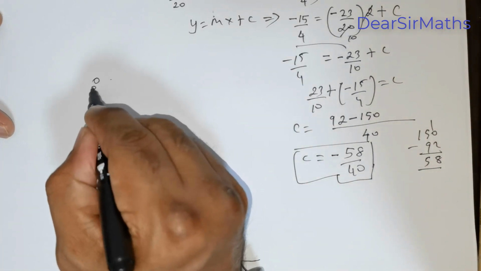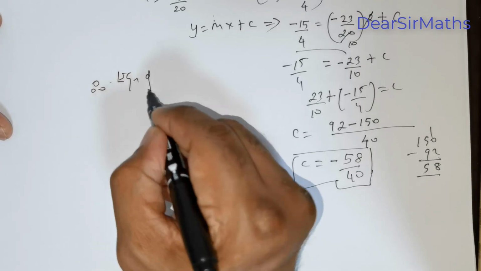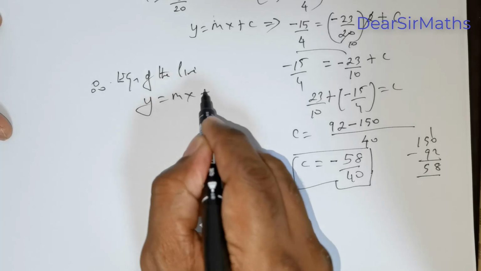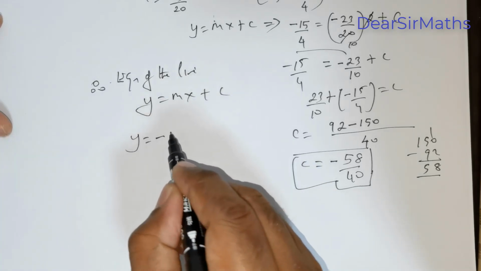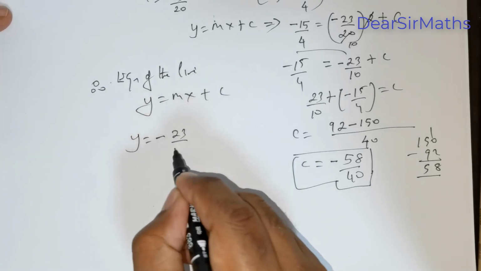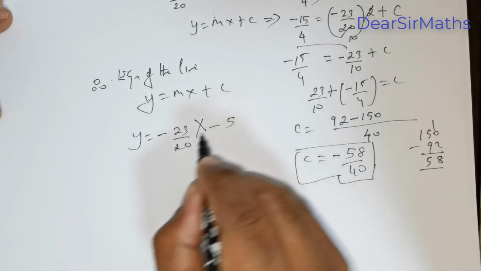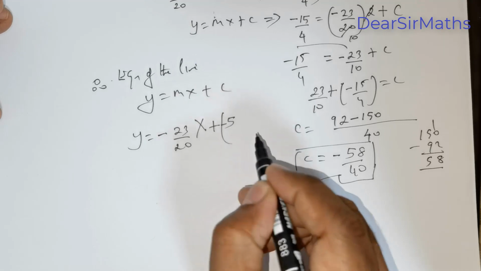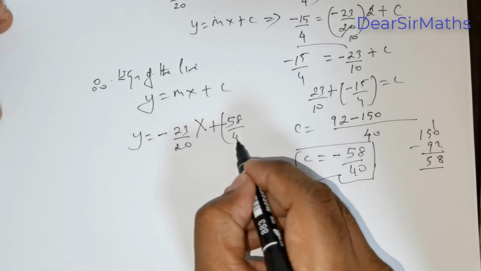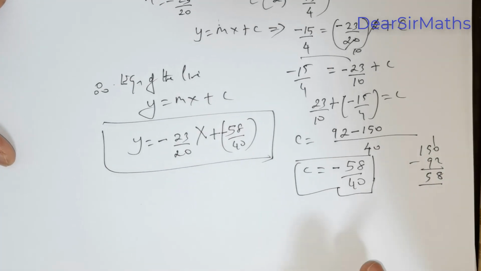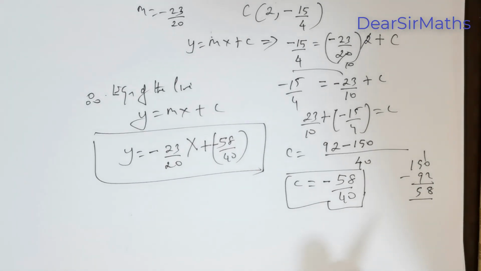So therefore the equation of the line is y = mx + c. My slope is -23/20 times x, my c value is -58/40. So this is the equation of the line on which the vertex C is resting.